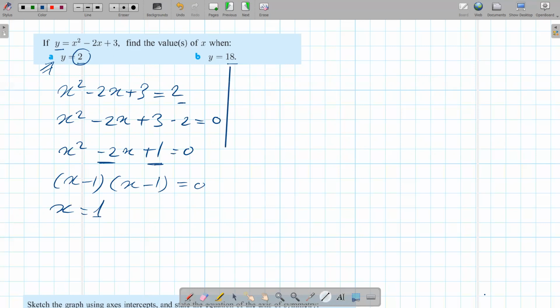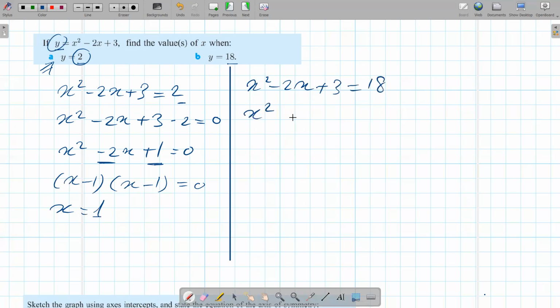What about the second question? He said when y equals 18, then instead of y, I'll put 18. Then x squared minus 2x plus 3 equals 18. It becomes x squared minus 2x plus 3 minus 18 equals 0. Then 3 and negative 18 becomes negative 15. Then x squared minus 2x minus 15 equals 0.